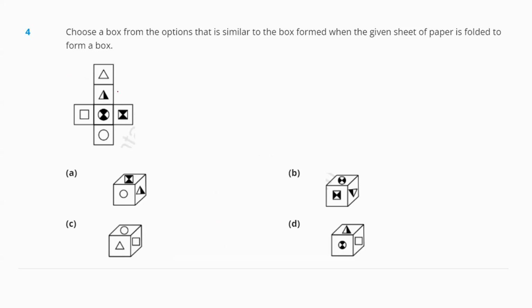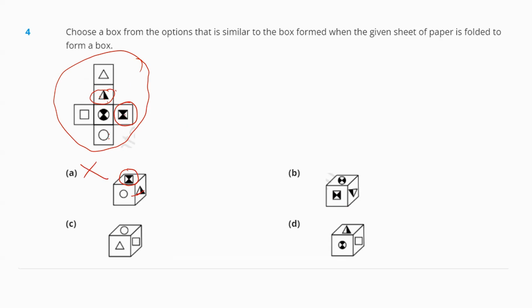So if we want, we will be folding this to create a box. Let's see the first option. We have this at 1, triangle at 2nd, but the circle is at the opposite position. These two are far away. So how can these both be connected? This is not our answer.